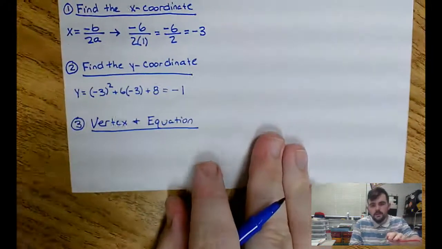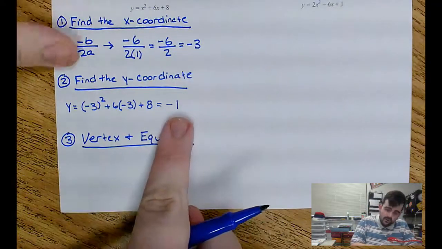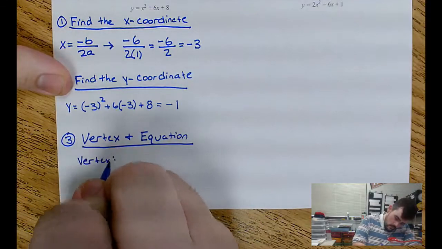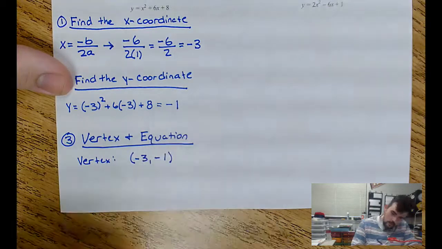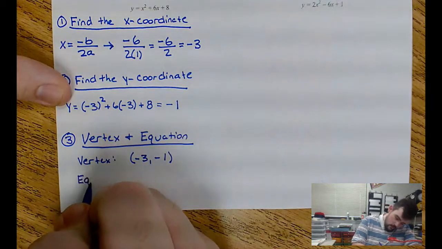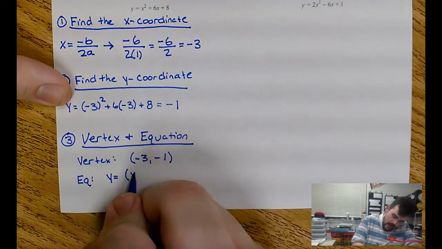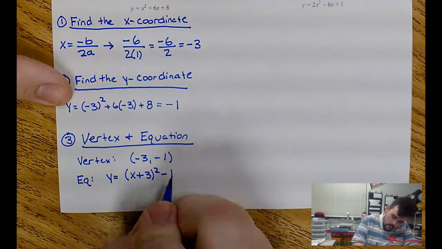So, the vertex, we found the x-coordinate here, the y-coordinate there. The vertex is negative 3, negative 1. The equation is y equals x plus 3 squared minus 1.